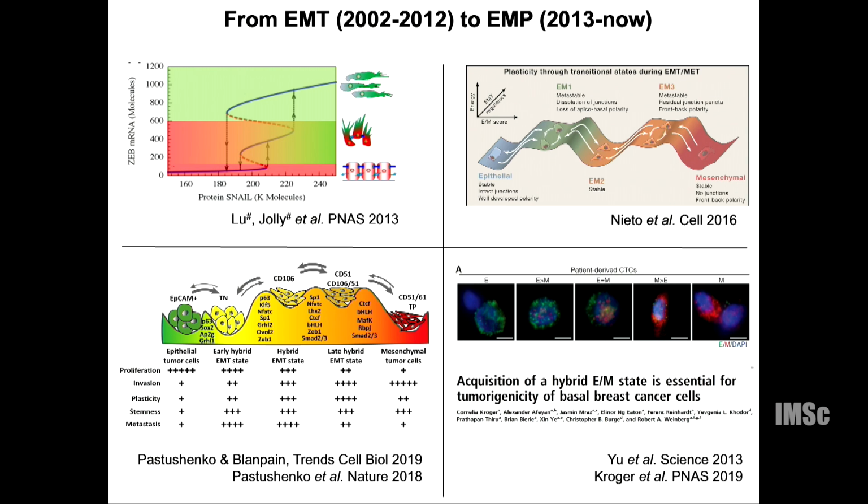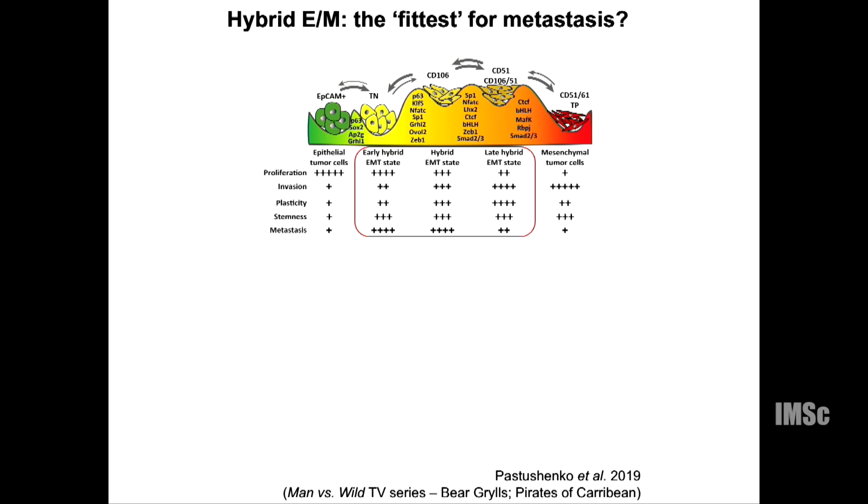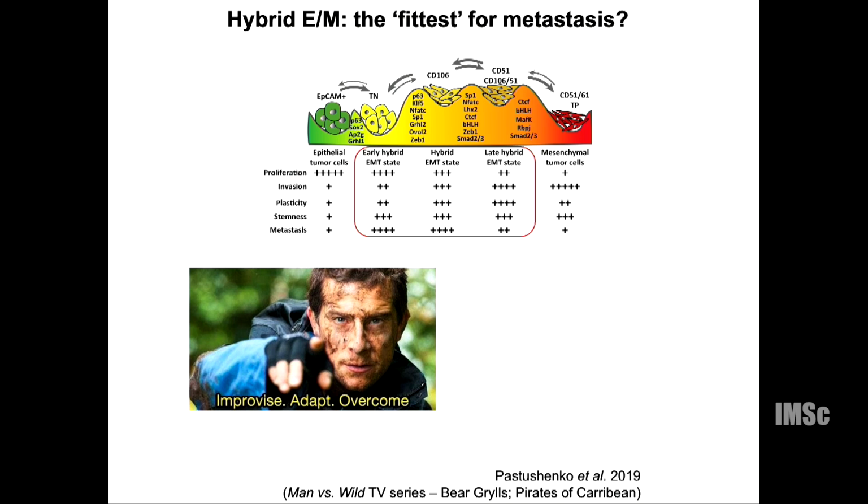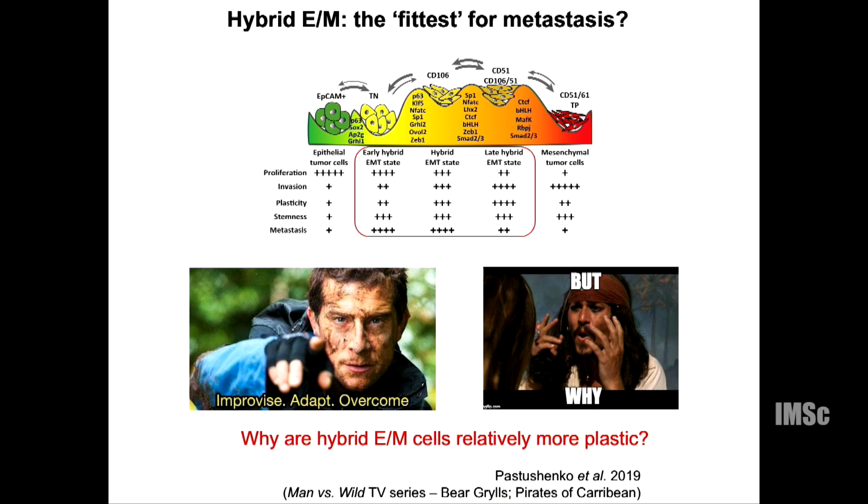Okay. So the question we then started thinking was, why are these cells most adaptive? Right? Can you explain this based on the network structure? Okay. So sure, you have to improvise, adapt, and overcome. But where is this high level of adaptive behavior coming from?